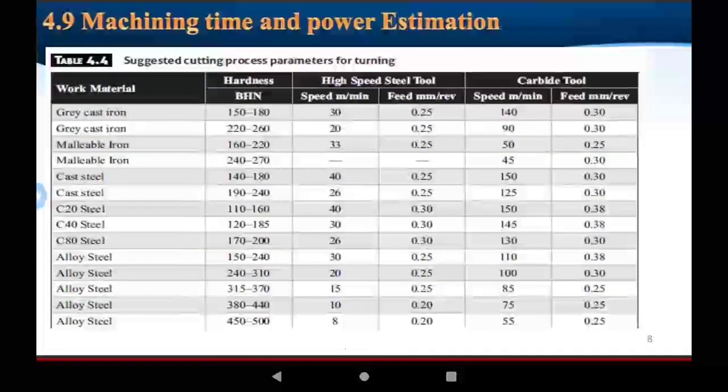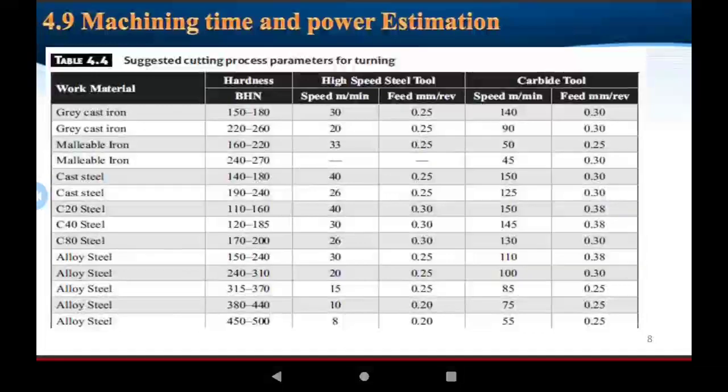For the machining time and power estimation, some standard manufacturing operation parameters are needed: the speed of the tools, feed rate, revolutions of rotation of the workpiece, spindle speed, and feed rate per revolution. Okay, these are some of the standard parameters used in this operation.